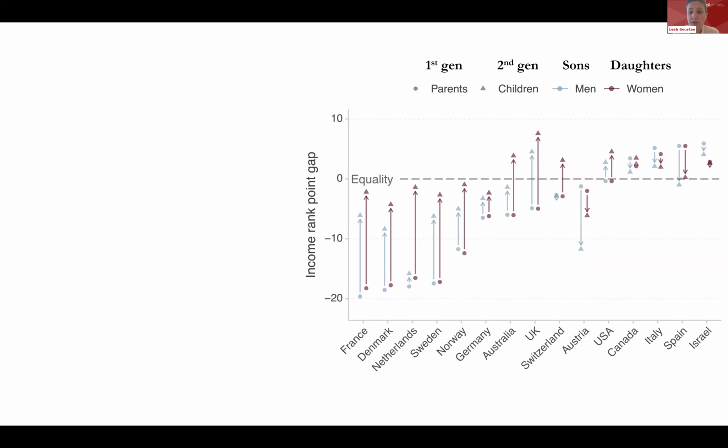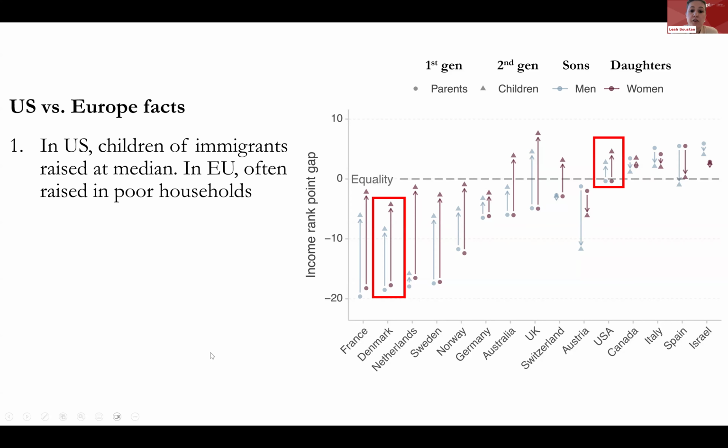Now, from this picture, you can see a couple of important differences between the US and Europe. So first of all, in the US, children of immigrants are raised at around the median household. So there's a distribution of households in which children of immigrants are raised, of course, but on average, the household in which they're raised is no different than the household of a US-born child.